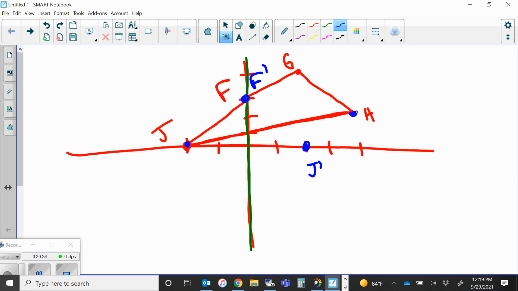H is over here at 4, 2. What's it going to turn to? -4, 2. This is going to be H prime. And finally, G was 2, 4. What's it going to turn to? -2, 4. There's G prime. And then I connect the dots.